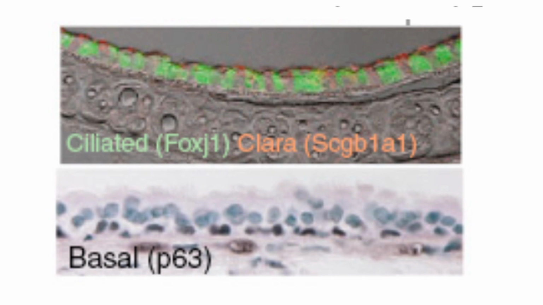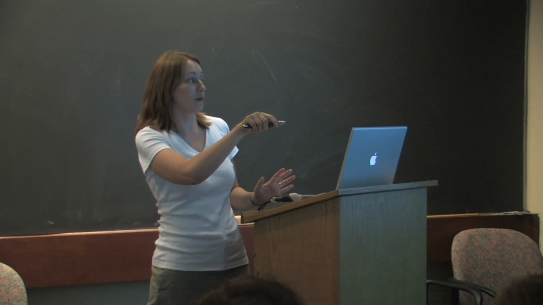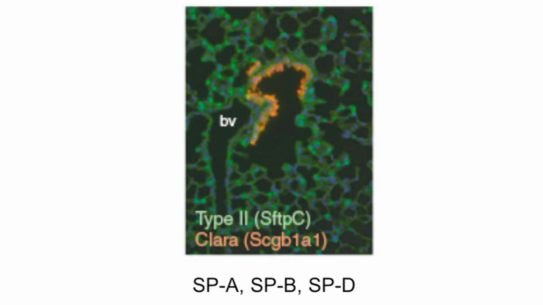A cell type that I didn't mention was the neuroendocrine cell, which is still quite a puzzling cell type and has markers such as calcitonin gene-related peptide shown here in red. And in addition, in the bronchioles, we have those Clara cells that we can stain with SCGB1A1, or what I'll refer to as Clara cell antigen. It's also known as Clara cell secretory protein.